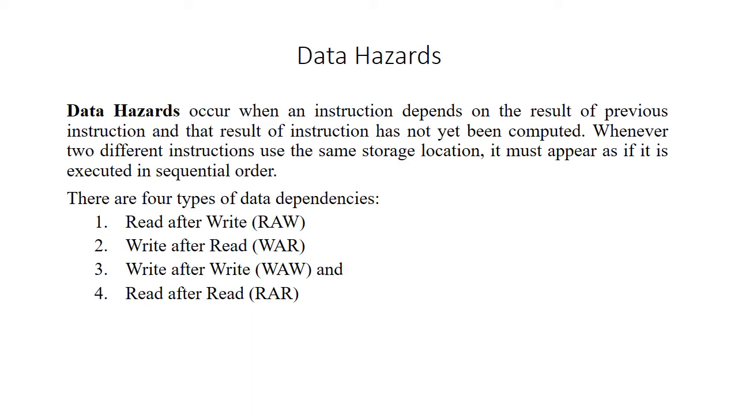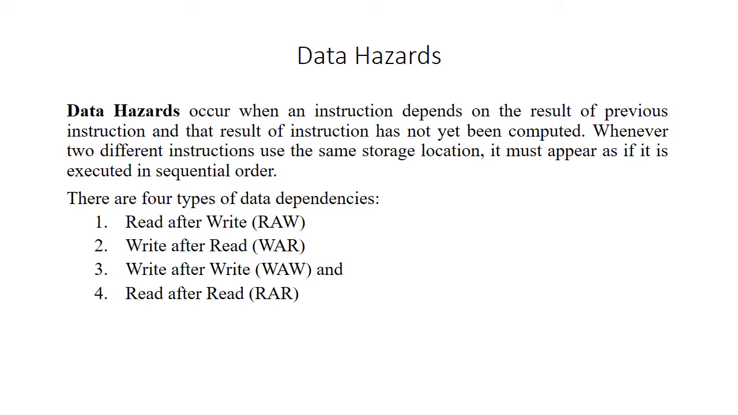What is a data hazard? Mainly, a data hazard is a dependency, when one instruction depends on another instruction. That means a data hazard occurs when an instruction depends on the result of a previous instruction and that result has not yet been completed. Whenever two different instructions use the same storage locations, it must appear as if they are executed in sequential order.